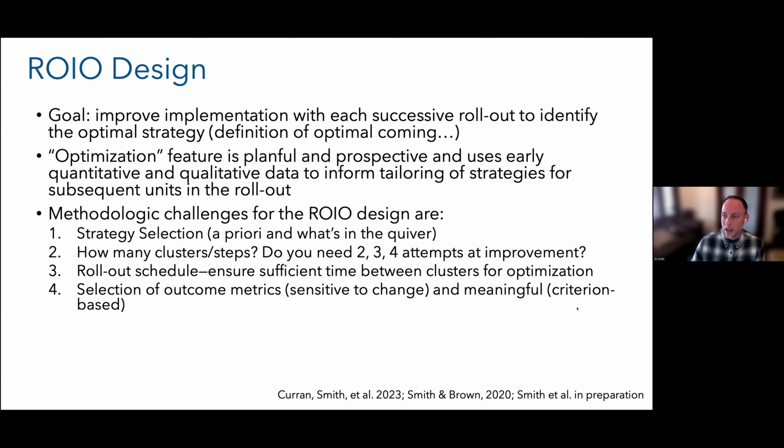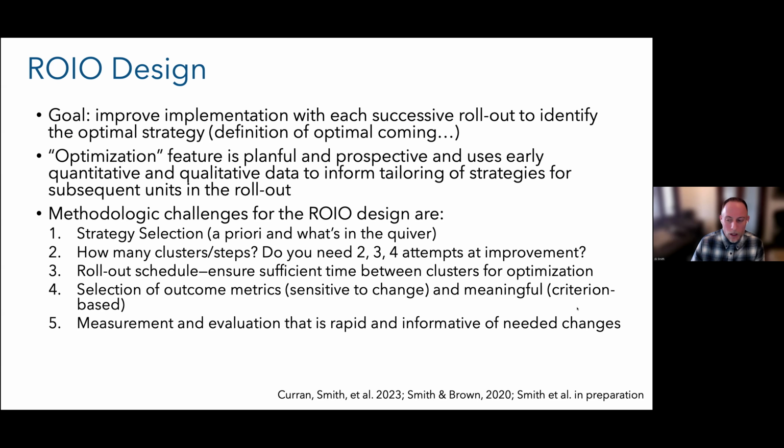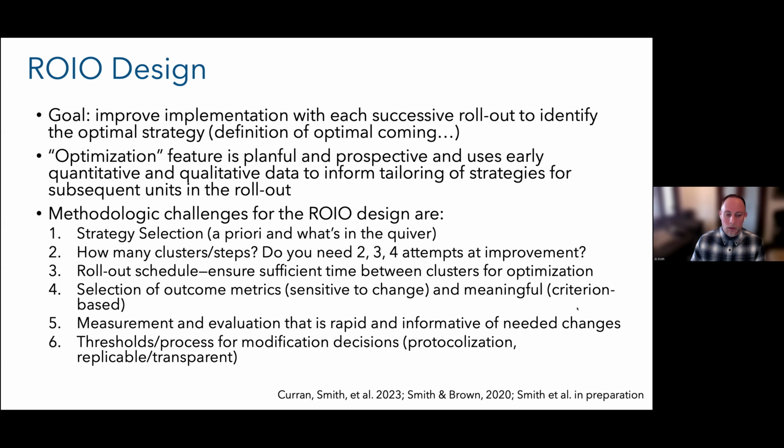In a ROIO, your selection of outcome metrics, you really need to pick things that are very sensitive to change, and also have some high meaningfulness for the clinical challenge. So we often do incorporate some criterion-based evaluation within a ROIO, but either way, your metrics have to be sensitive to change to be able to do this. You also have to have measurement and evaluation that's rapid and informative of needed changes. And we'll talk a little bit more about that.